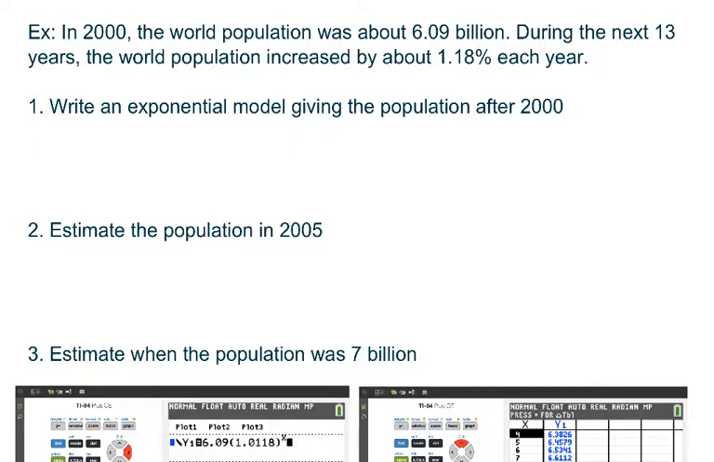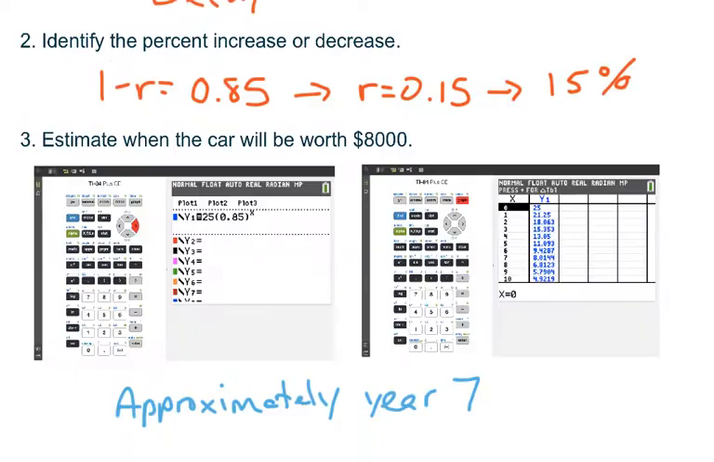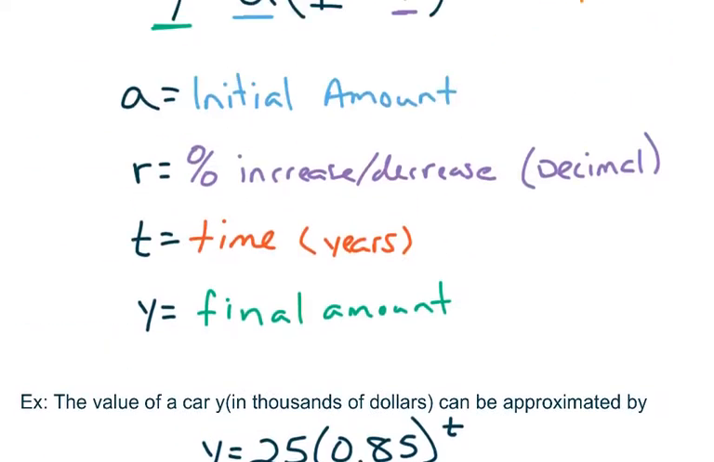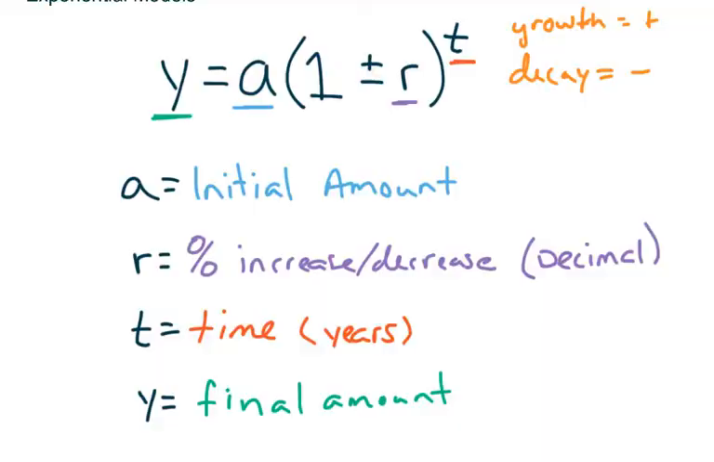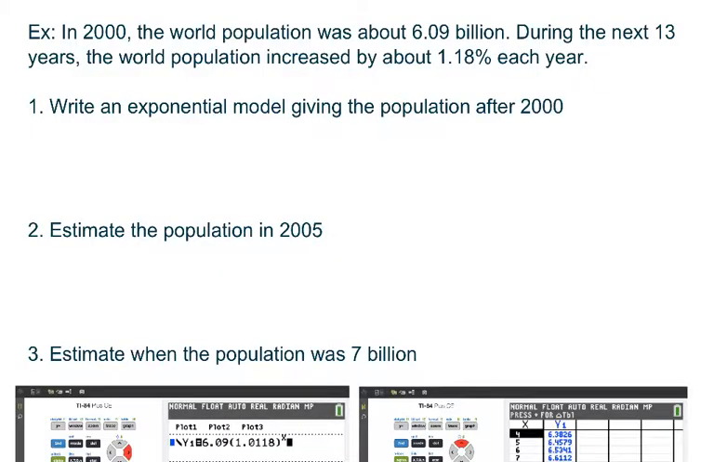Question number 1, write an exponential model giving the population after the year 2000. So now we're not given the function, we need to write it. I'm going to flip back and forth a little bit. We need to figure out our initial amount, what we're starting with, which is 6.09 billion. I'm not going to put the bunch of zeros in there, I'm just going to have 6.09.